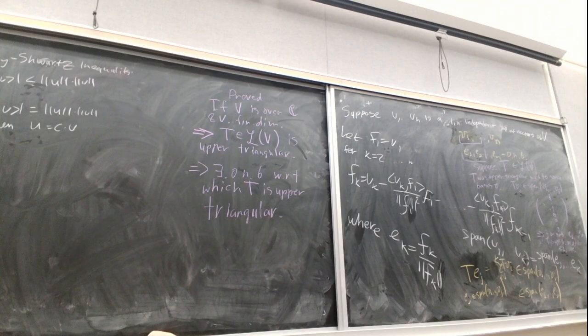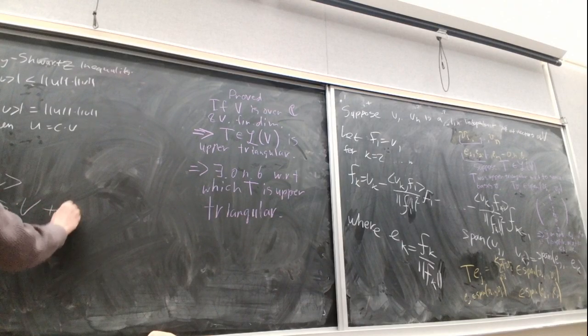We can express u as, basically the Gram-Schmidt procedure, plus some, like, this whole thing plus some w. And then using the Pythagoras, we got this.